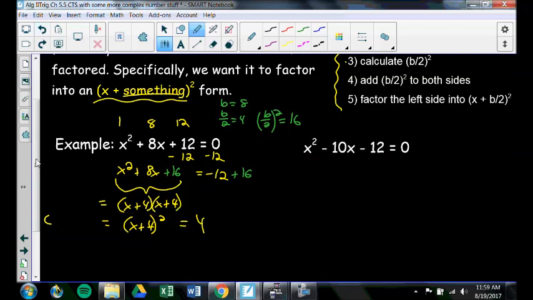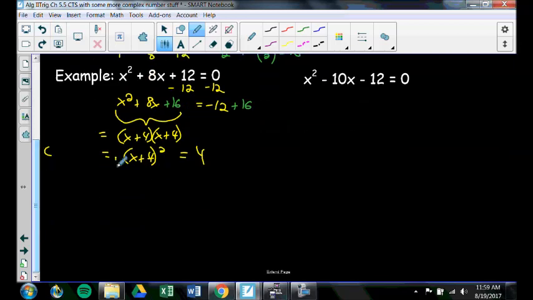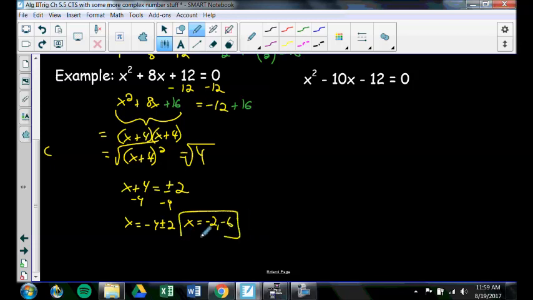I want to keep going and solve, so I'm going to square root both sides and get x plus 4 equals plus or minus 2, because the square root of 4 is 2. Subtract 4 from both sides. X equals negative 4 plus or minus 2. Negative 4 plus 2 is negative 2. Negative 4 minus 2 is negative 6. Negative 2 and negative 6 are my solutions. We just solved by completing the square.